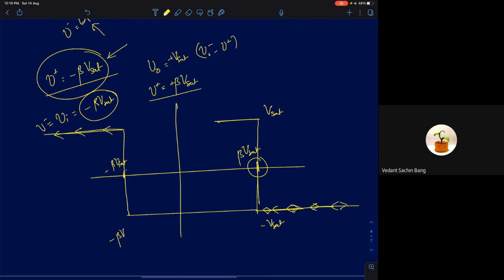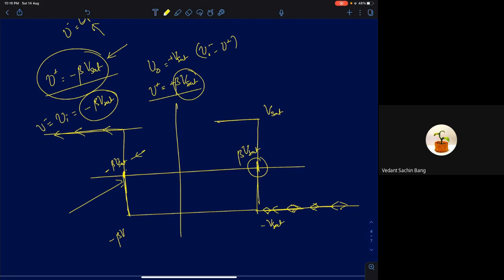So now look at this. The moment transition has happened, the threshold level has instantly changed. Previously, just before the transition, the threshold level was minus beta Vsat. The moment the transition happened, you changed the threshold level to plus beta Vsat. So therefore, even if you slightly reduce this input, you will still stay at plus Vsat.